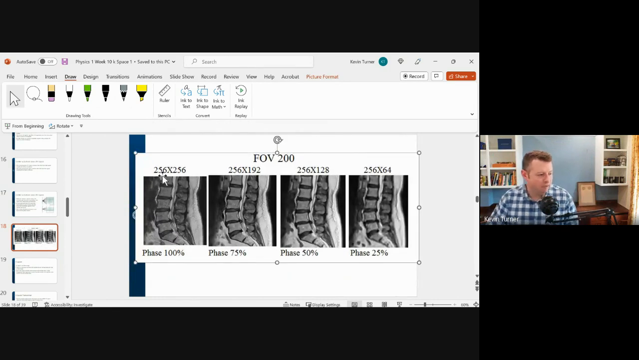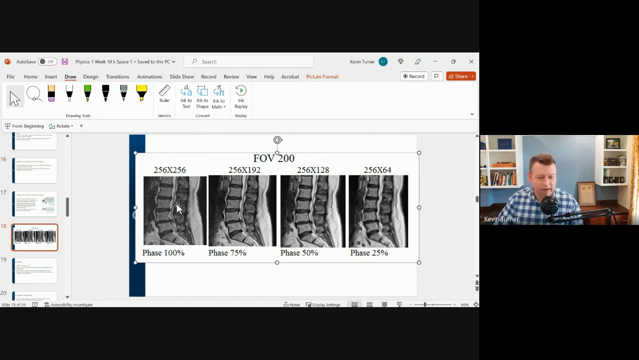So in this example, we have a matrix of 256 by 256. As we start taking that phase matrix down to 192, 128, 64, the resolution drops more and more and more. Right? Because we are simply filling out less and less of the outside of K space.